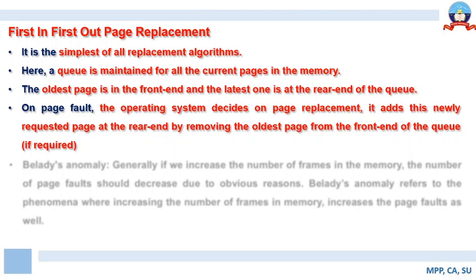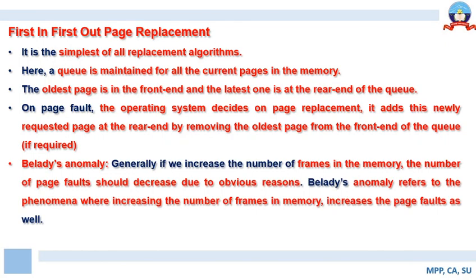Here removal is performed only whenever it's required. For example, if the frames are empty, then we simply need to allocate the frames to the pages. Whereas if the frames are completely exhausted, then we need to replace the pages that are there in the frames suitably. So here removal is done only when it's required.